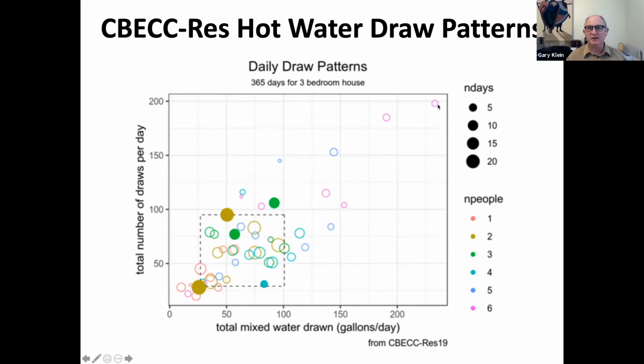This is a case where there were 6 people in the dwelling for a 3-bedroom home. The number of people per household varies over the course of the year, and so the program evaluates for that. And there's only 5 such days over the course of the year. But look at these numbers. There's 200 draws and 270 gallons of use on those days. How does that happen?